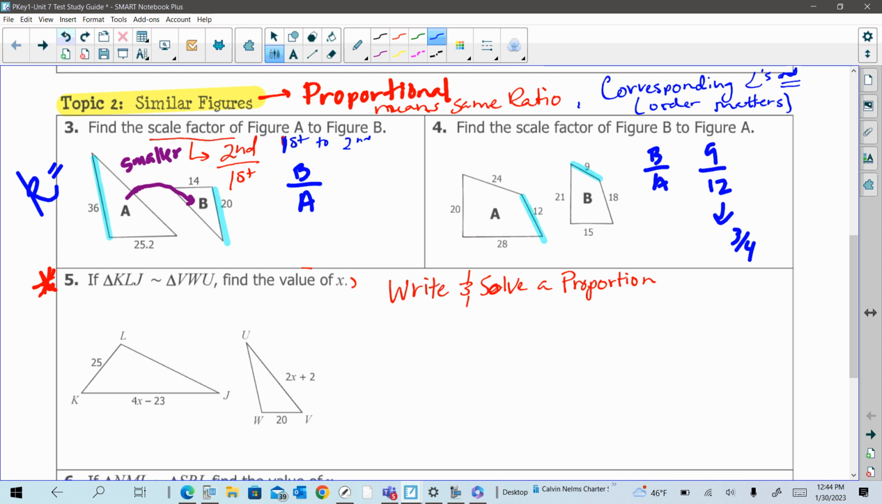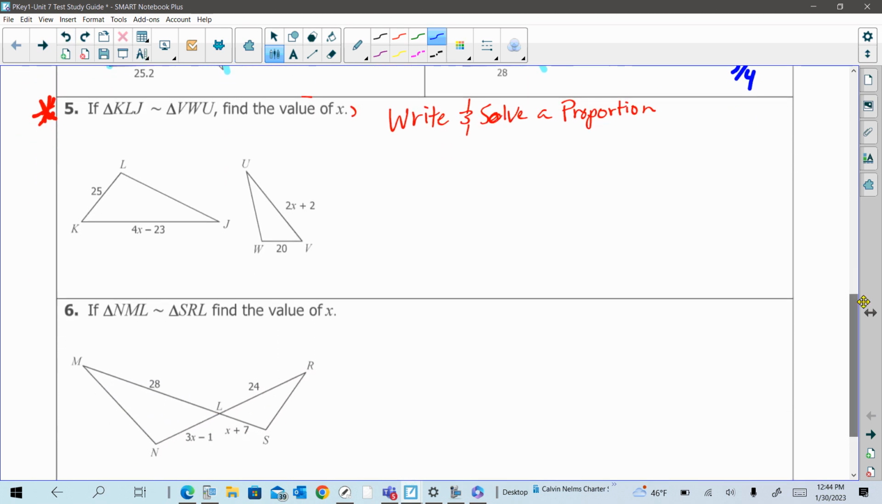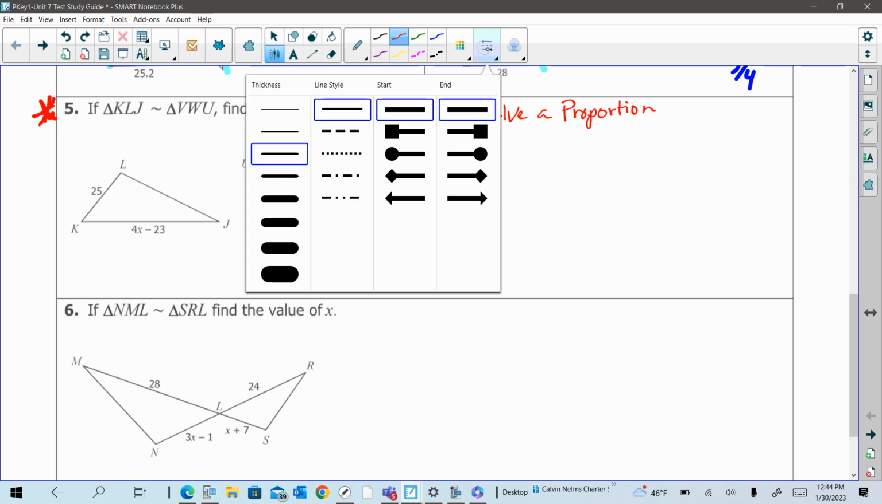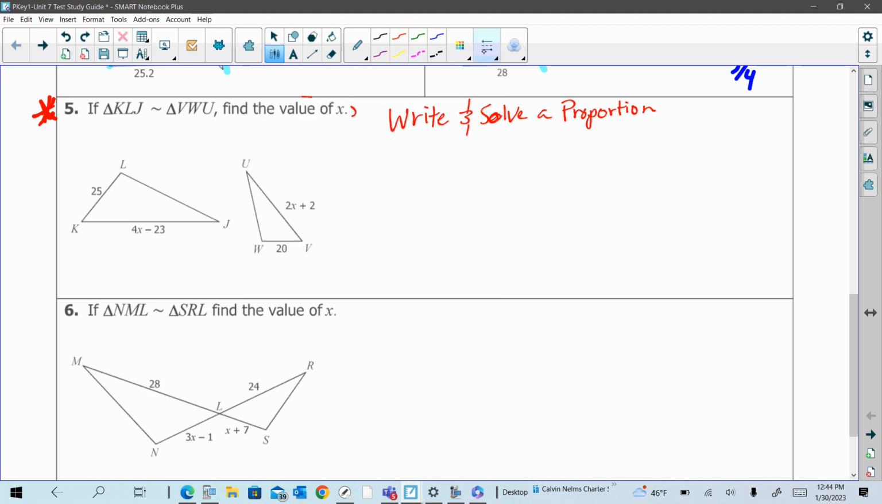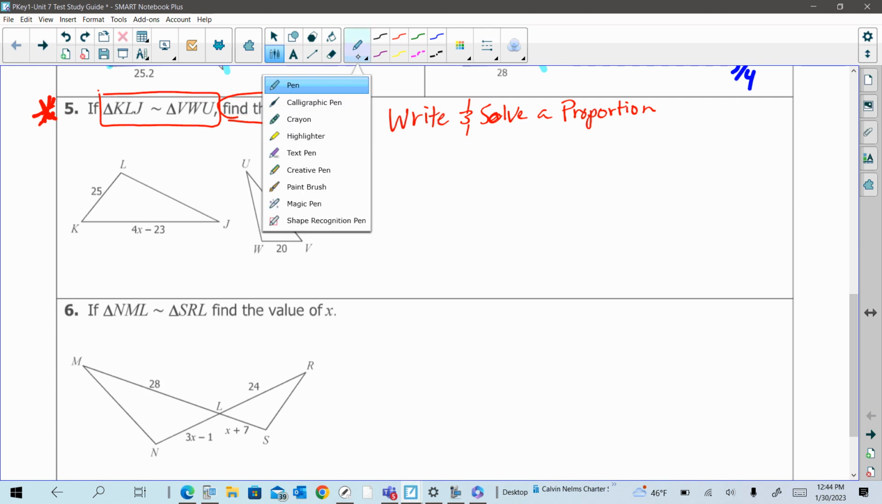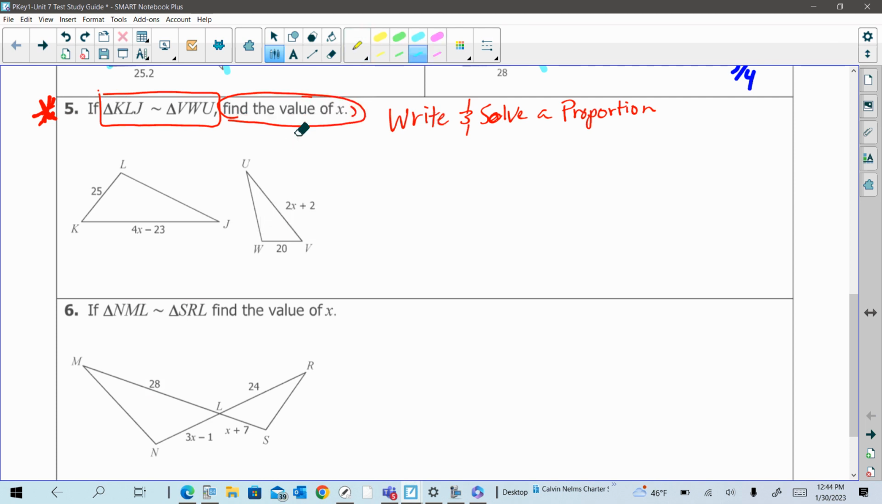Okay, so from there, writing a scale factor, they want you to write and solve a proportion. So in order to do this, they want us to find x right here. I have to use this similarity statement to do that. It doesn't matter which side I pick that has x on it. I just have to compare them the same way. So which side do you want to use to start with that has an x?